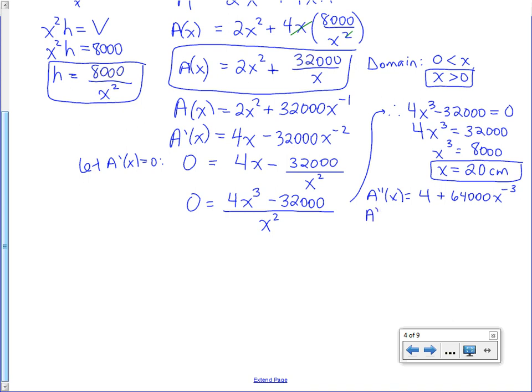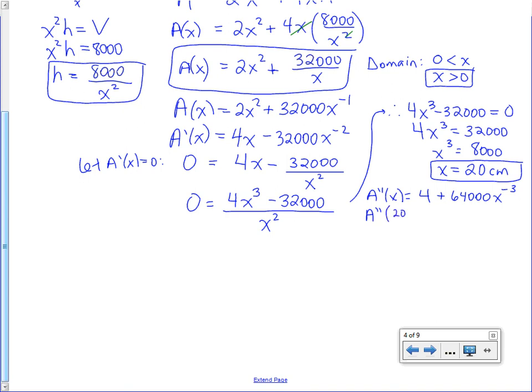Now, again, what have you just found? You found the second derivative. That's going to tell you concavity. If I plug in 20, the sign of this should tell me whether my graph is opening up or down at that point. Based on that, I'll know if it's a min or max. I think you should already kind of know what's going to happen. You're going to do 4 plus 64,000 over a positive number cubed. Are we all feeling it's going to open up? Concave up.